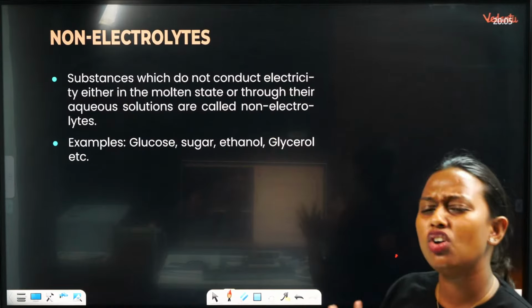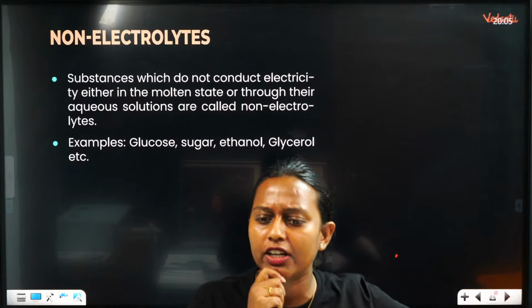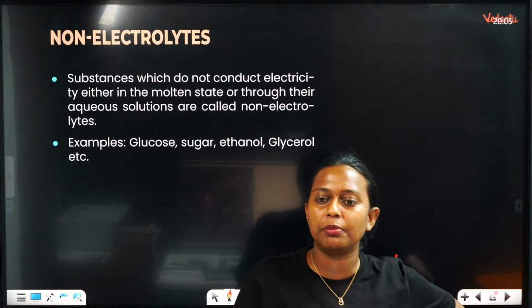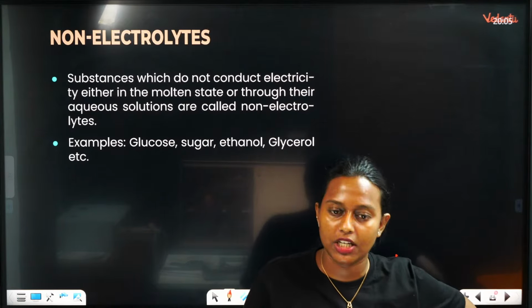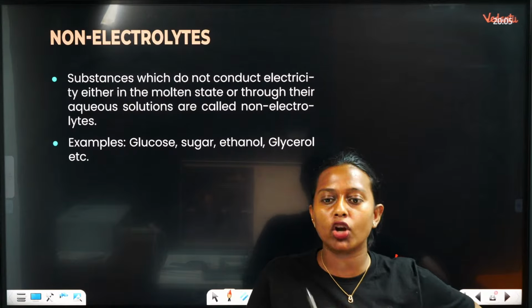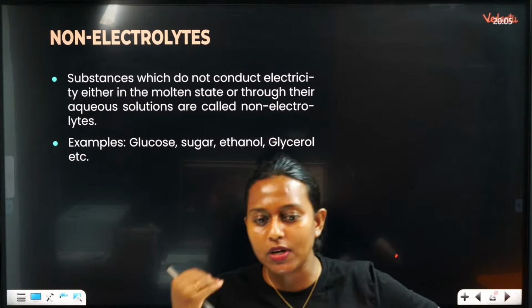Then next is non-electrolyte. What actually is a non-electrolyte? A non-electrolyte does not conduct electricity, either in the molten state or in aqueous solution.